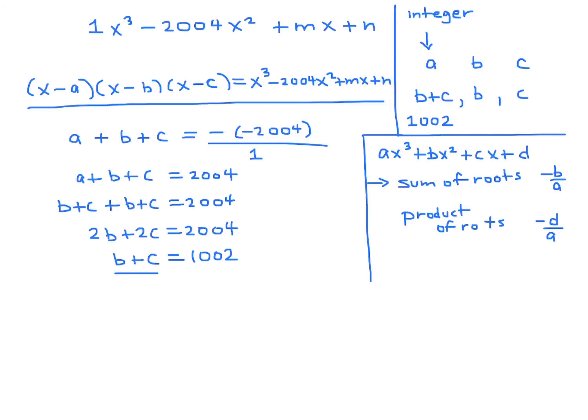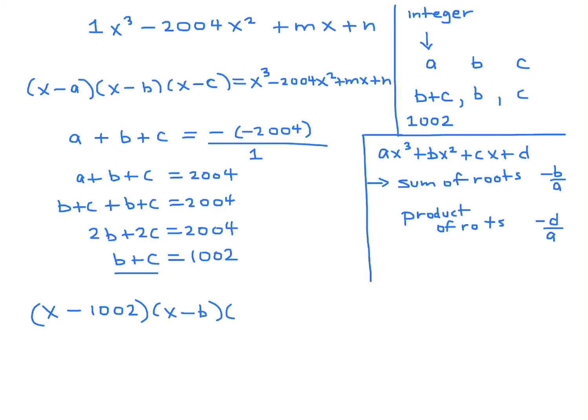So I go back up here, and initially I wasn't too convinced that it helps me, but it helps me now. I can put that root in. Instead of x minus a, I can put x minus 1002. Now, b and c I don't know their values, so I'll just leave them as b and c. All right? And then, of course, I've got to write out the full equation of that polynomial.